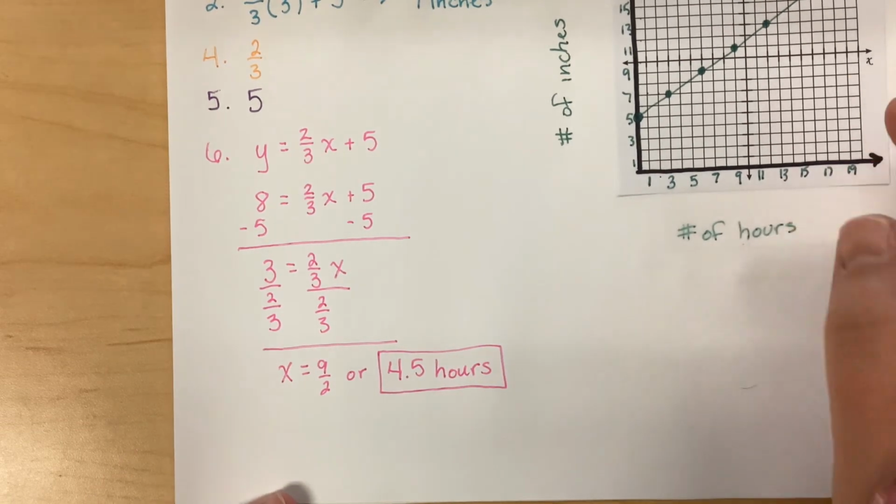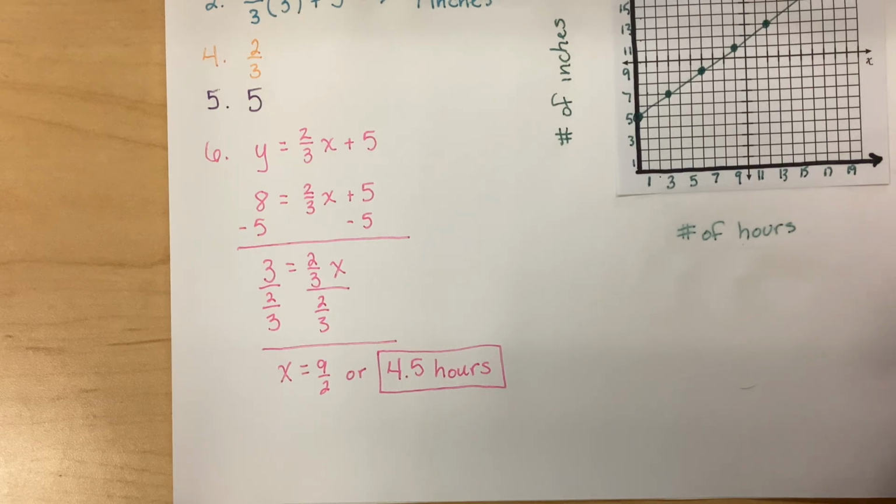So that's how long it will take for there to be exactly 8 inches of snow on the ground. All right, and the final question says, if there are 12 inches or more of snow on the ground at 6 a.m., school will get canceled. Should the school close for the day? All right, so let's take a look at that.